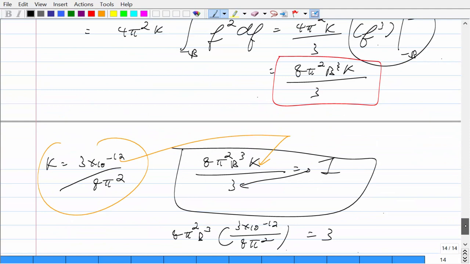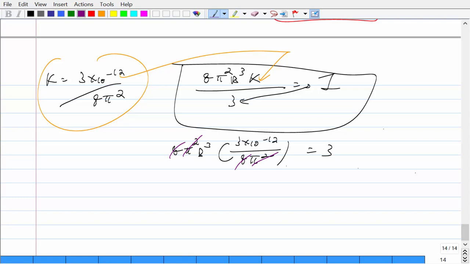So the 8s and the 8s cancel, the pi squareds and the pi squareds cancel, all right? Also the 3s cancel, okay? So this means that if I brought this over to the other side, b cubed equals 10 to the 12. And if I took the cube root of both sides, b is simply 10,000 hertz or 10 kilohertz.